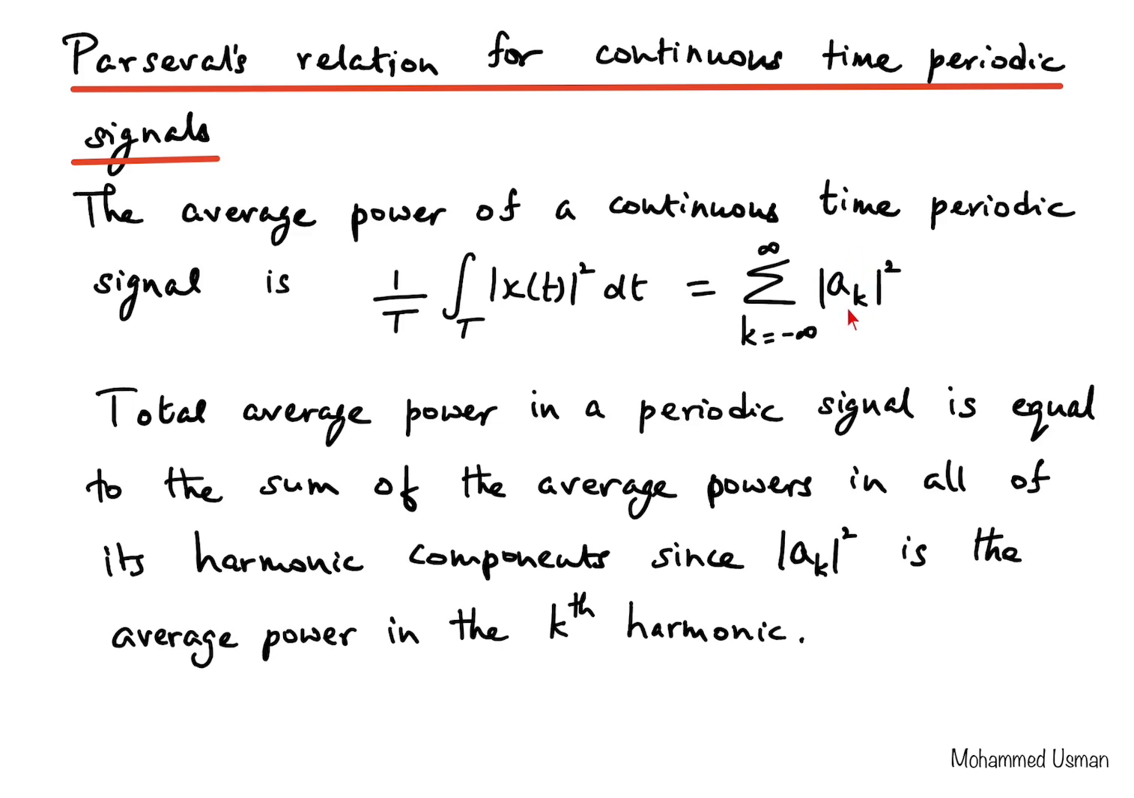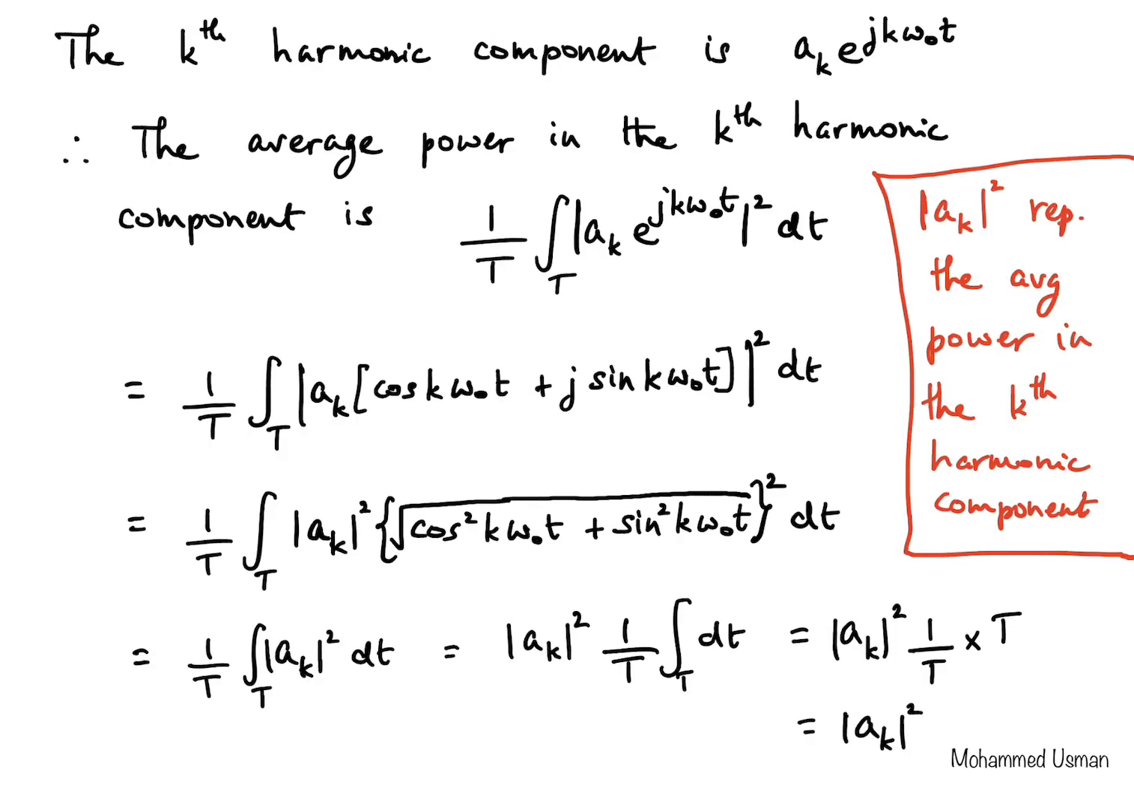Now we also want to show that each of these ak square terms represents the power in the harmonic component. When k equals 1, a1 square represents the power in the first harmonic. When k equals 0, that represents the DC power. When k equals 2, that is a2 square, which represents the second harmonic component, and so on. So we want to show that each of the ak's represents the power in the kth harmonic.